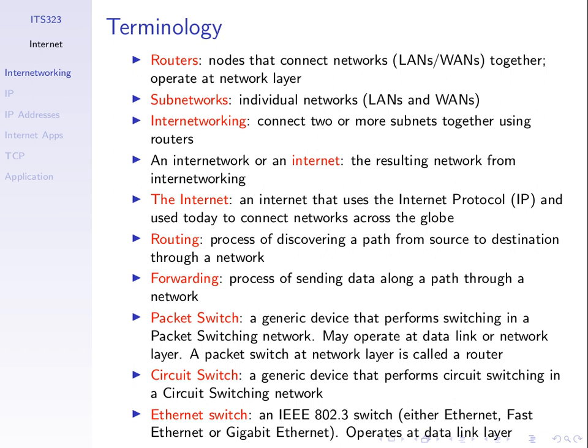We know this already. Routing is the process of finding the path through a network. Forwarding is the process of sending the data along that path. We've talked about that when we did switching and routing. Remember, with routing tables, we have some way to find the least cost path, create a routing table, and then when I want to send data, I forward that data along the path using the routing table. And we'll talk about them again with respect to IP.